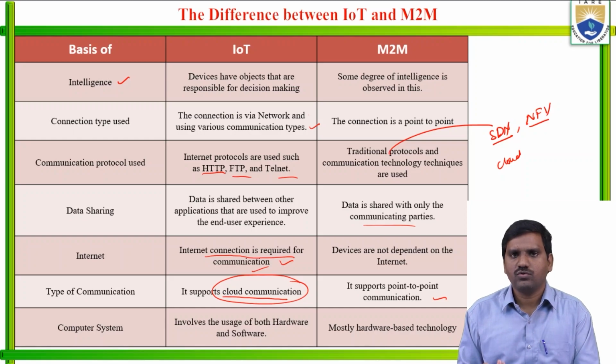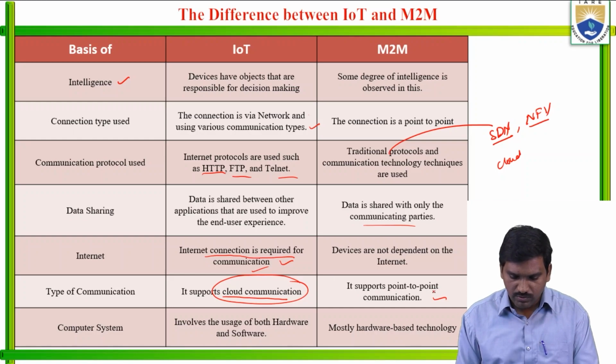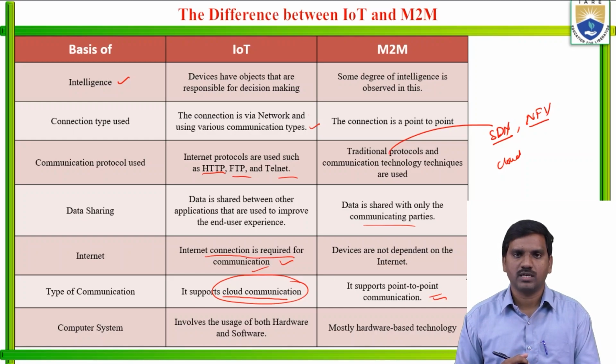Point to point cell. So we can insert the ATM card and draw the money. We don't want to store any information. When we insert the ATM card, it just authenticates or verifies our details to give the money. So there is no need to store any data in machines. Here IoT supports cloud communication, while machine to machine supports point-to-point cell communication.